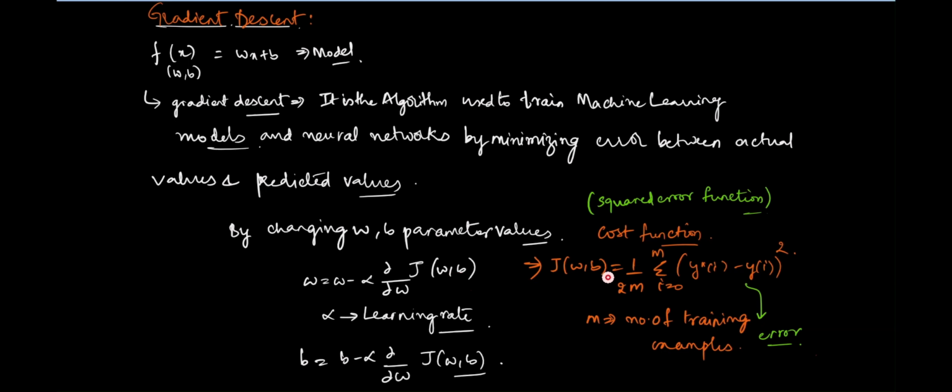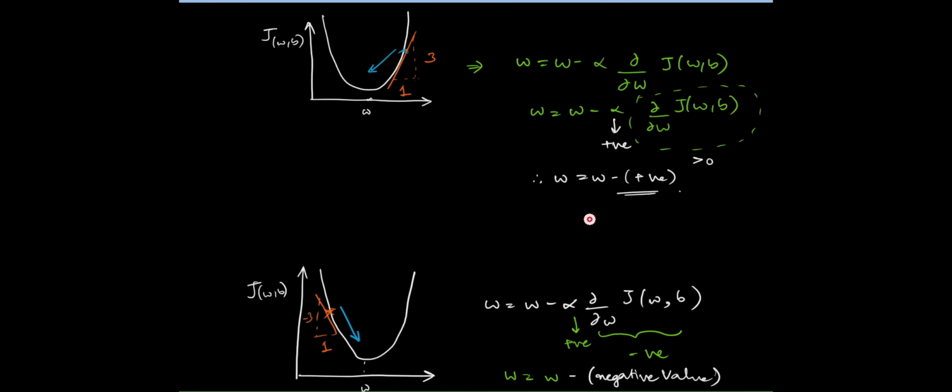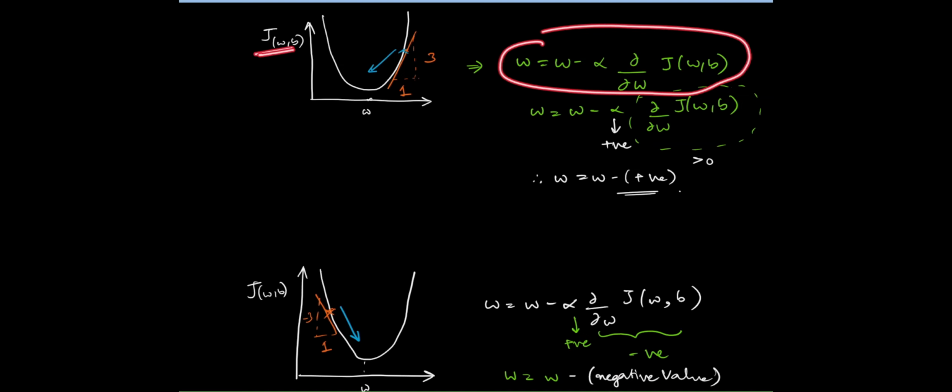And this is the derivative of the cost function. So what is the cost function? It is represented by J. It is equal to 1 by 2m, where m is the number of training examples, times the summation from i equal to 1 to m of the predicted value minus the actual value, squared. This is known as the error, so it is also known as the squared error function. How exactly does changing the parameters decrease the value of the cost function?